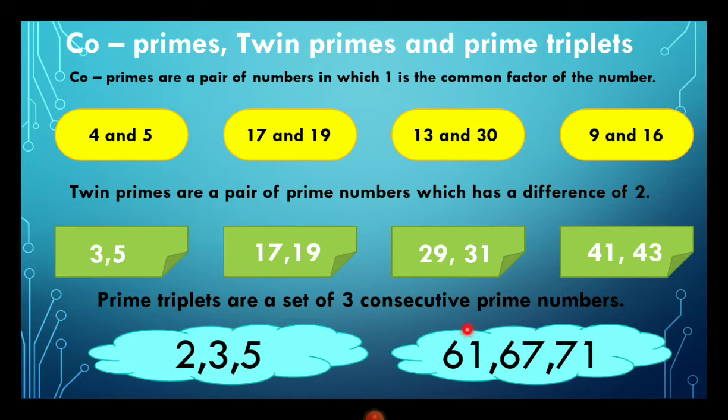Now prime triplets. They are a set of just 3 consecutive prime numbers. That's it. There is no fixed difference. So consecutive prime numbers like 2, 3, 5 and 61, 67, 71 are prime triplets.